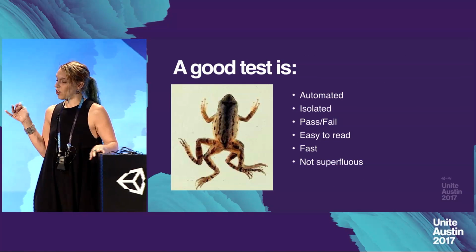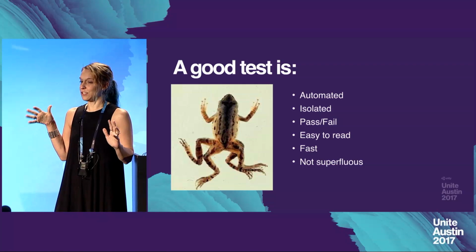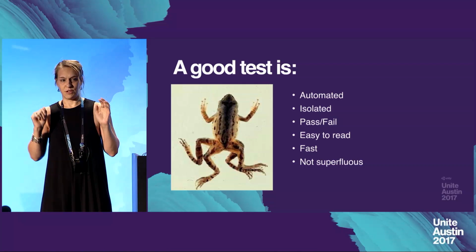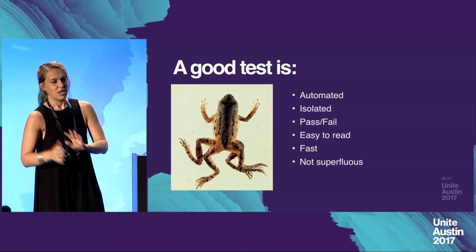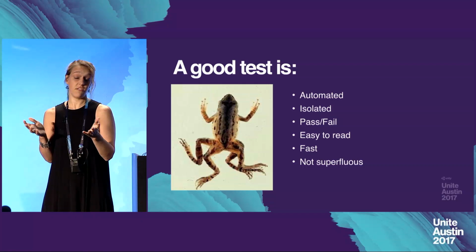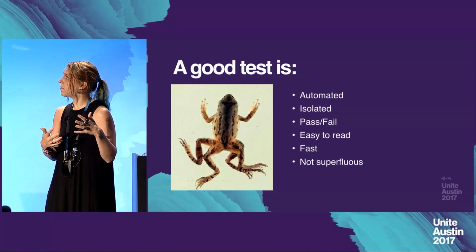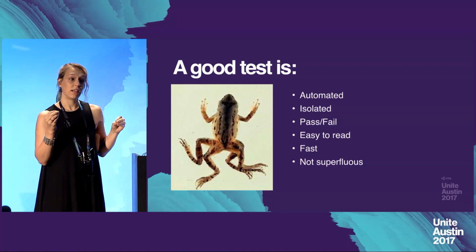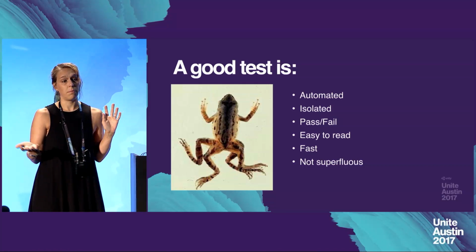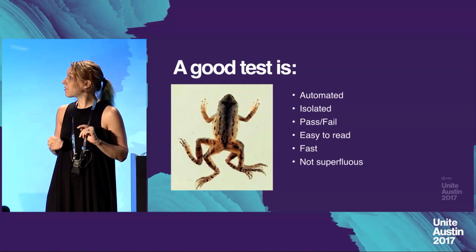A good test is automated, isolated, pass-fail, easy to read, fast, and not superfluous. You don't need a test for every single line of code. If you know that it's always true, you don't have to say, hey, test if this is true. And it's fun to write tests if you have the time, but you can get lost in them. Automated means that you should be able to hit play in the editor and it just does its thing. I'm talking about play mode tests. If you want to learn more about editor tests, that's a talk for a different day.